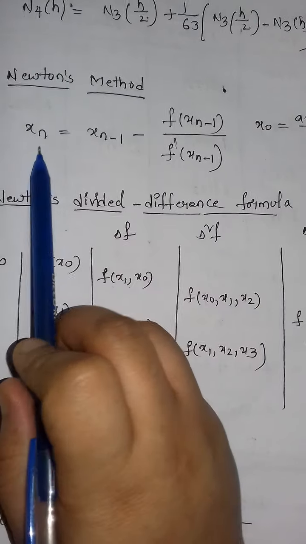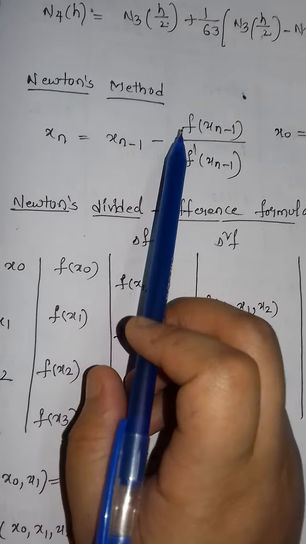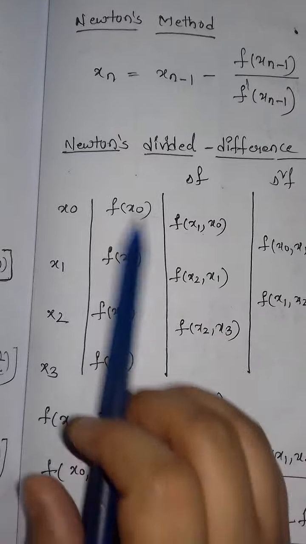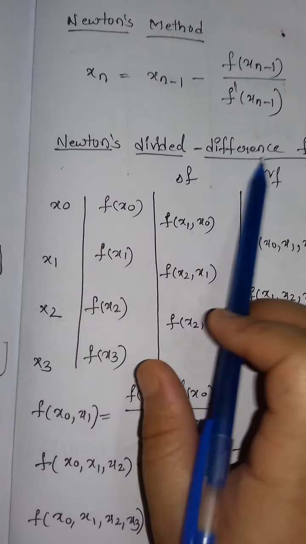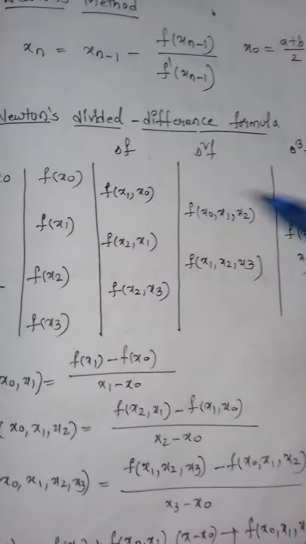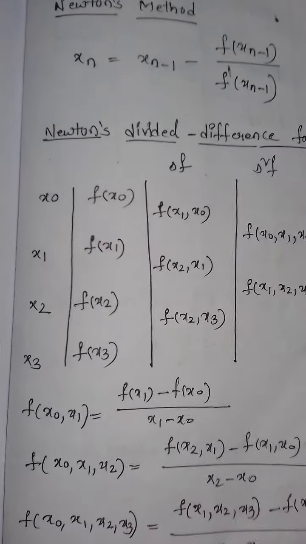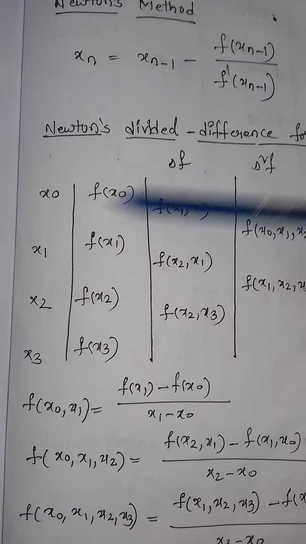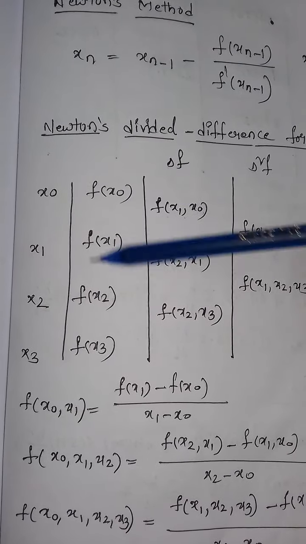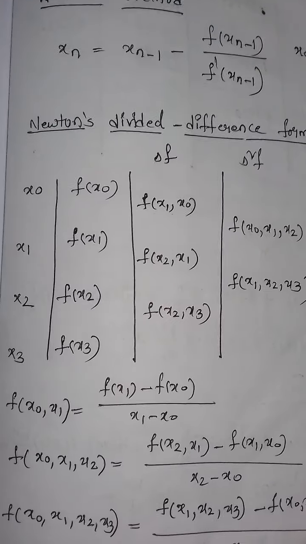Okay, similarly you can find for x2, x3, and x4 and so on. Thank you. And now again Newton's divided difference formula. For this again we have some patterns, where they will give you the x0, x1, x2, x3 and f of x0, f of x1, f of x2, f of x3 values.